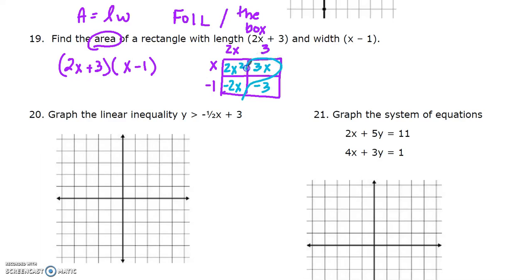And then remember, these would probably be like terms, so my answer will be 2x squared. And then I'm going to add these together, so I have 3x plus a negative 2x, which will end up just giving me 1x, and then I have a minus 3. So there would be my area for that rectangle.